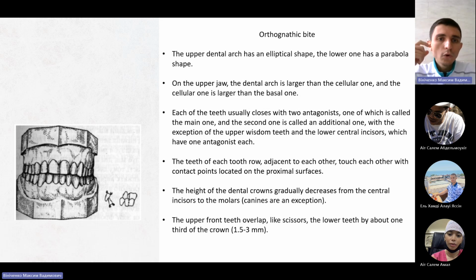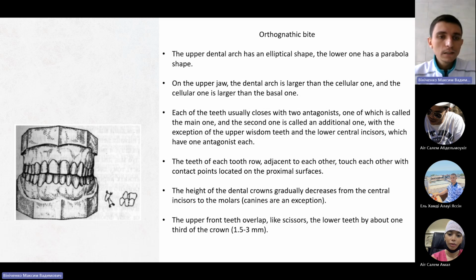The adjacent teeth of each tooth row touch each other with contact points located on the proximal surfaces. The height of the dental crowns gradually decreases from the central incisors to the molars. Canines are an exception because they have a very long crown. The upper front teeth overlap the lower ones like scissors, as you can see in the mirror. The upper teeth overlap the lower teeth by about one third of the crown, from 1.5 millimeters to 3 millimeters.